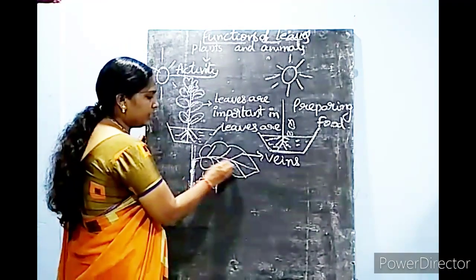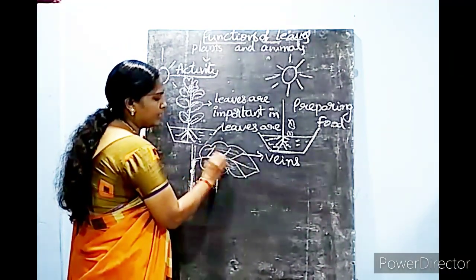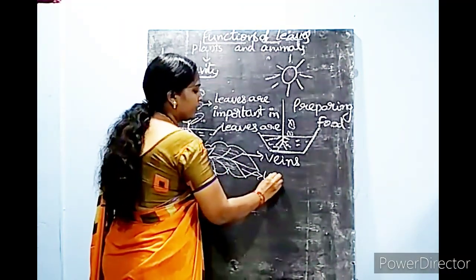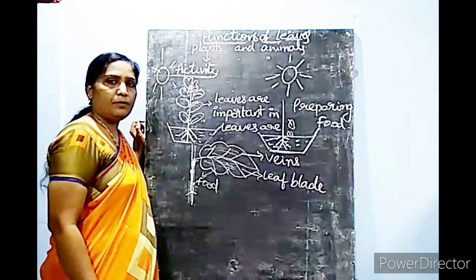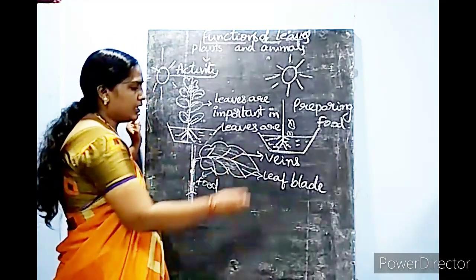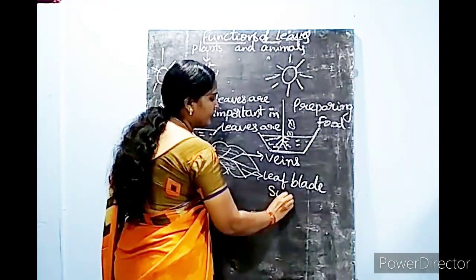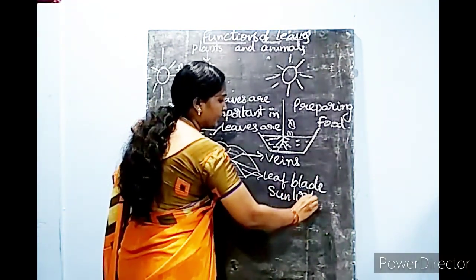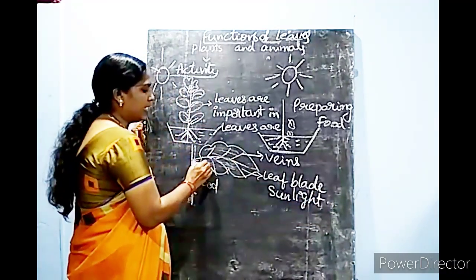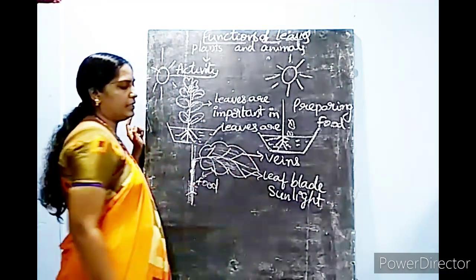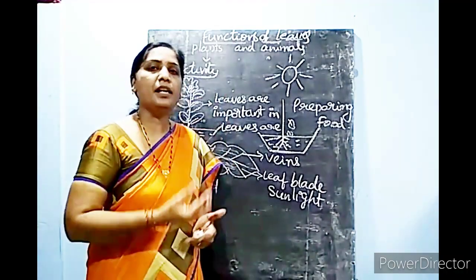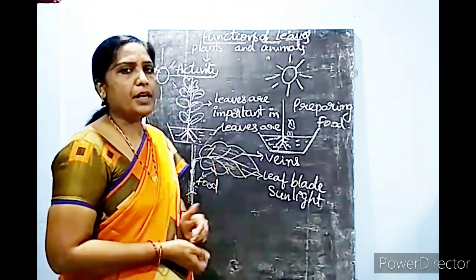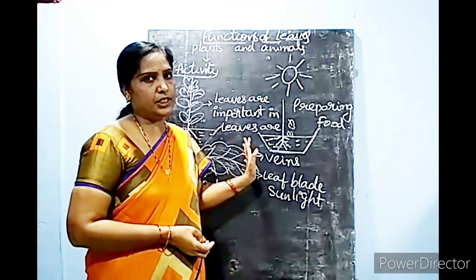And this green colored part is known as the leaf blade. This leaf blade is also helping to absorb the sunlight. The bigger the surface area, the more sunlight it can absorb. So that's the main function of leaves, children.